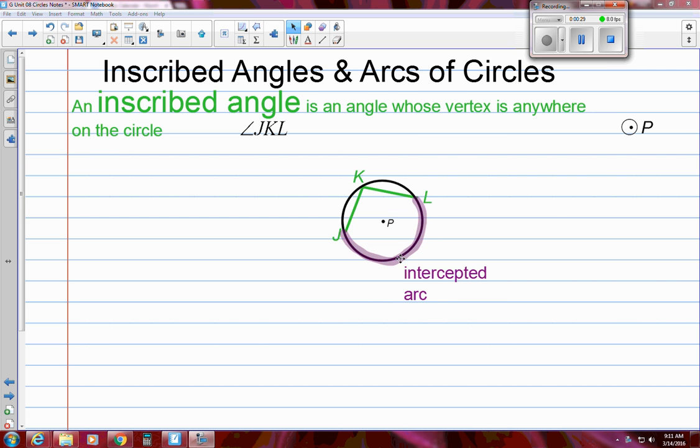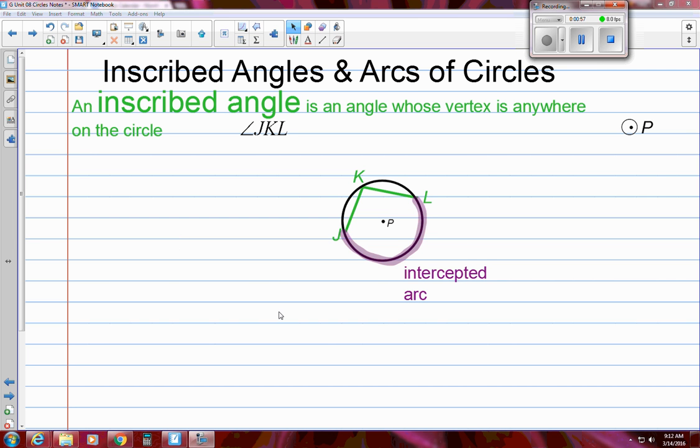The arc that's intercepted, this major arc from J this way to L, I technically need another point to be able to name this major arc. But this is called the intercepted arc, just like it was with central angles. And similarly, we have a relationship between inscribed angles and their intercepted arcs, like we did for central angles, but that relationship is a little bit different.